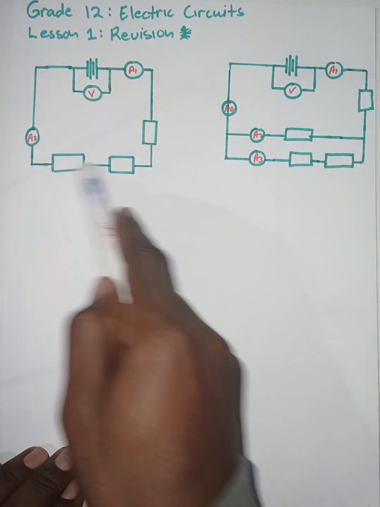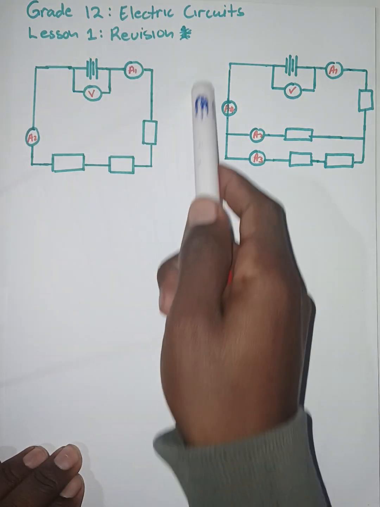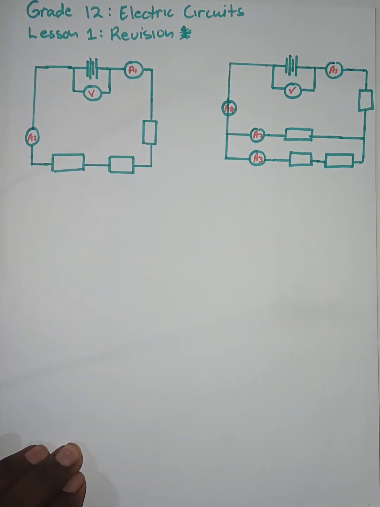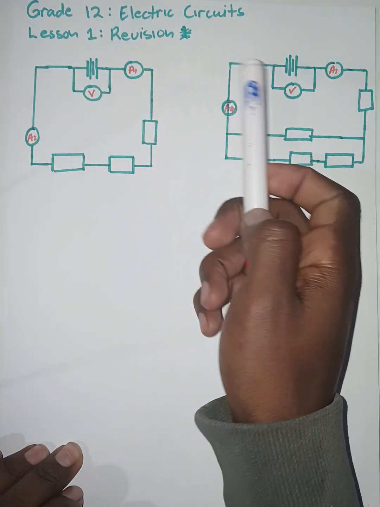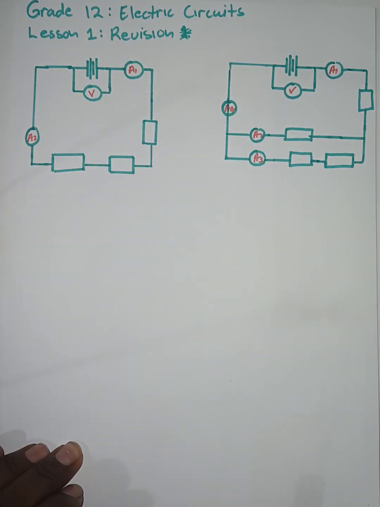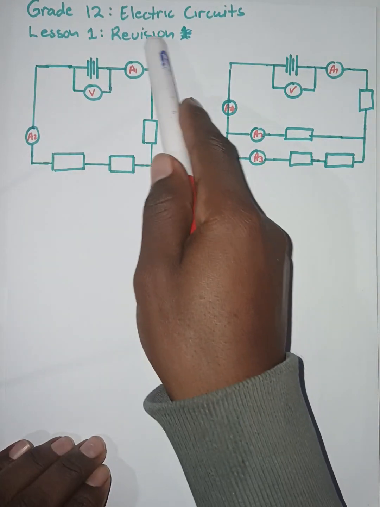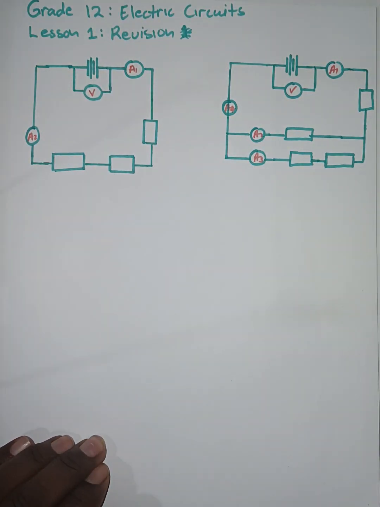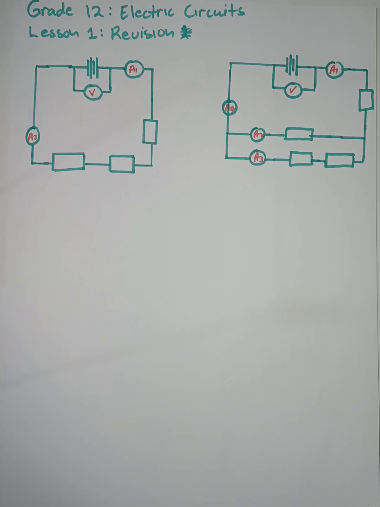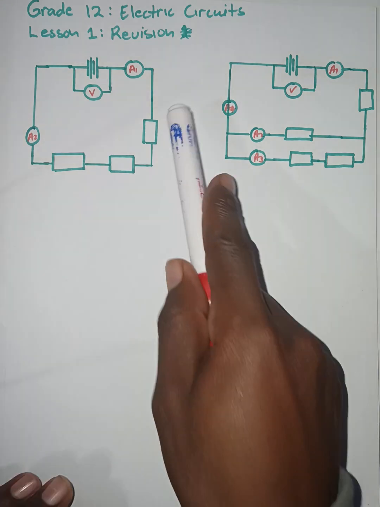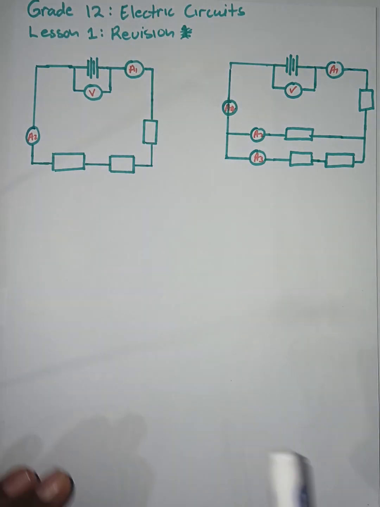If you look at this diagram, this is a circuit, and we have an ammeter. I'm just going to do a recap of the things that we find in a circuit. An ammeter reads the current that is passing through a certain conductor. And we also have a resistor.